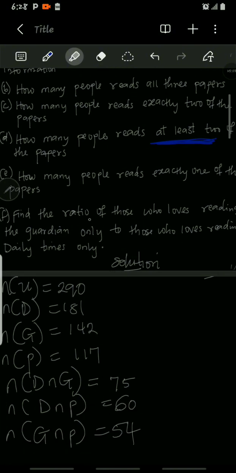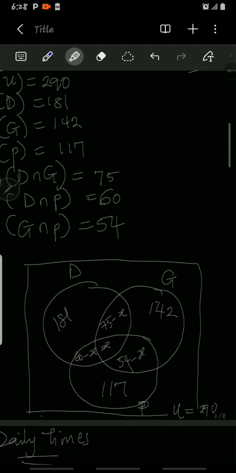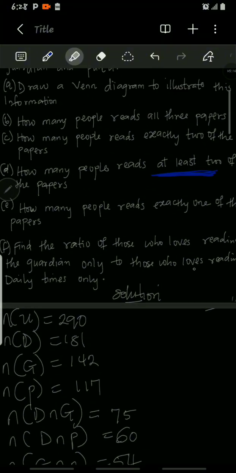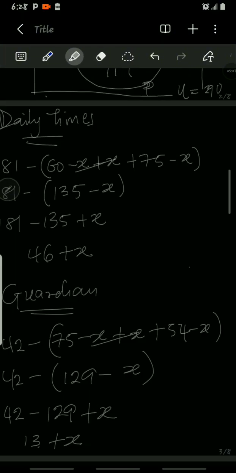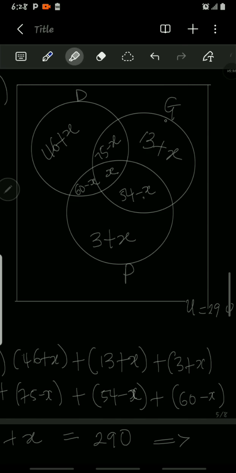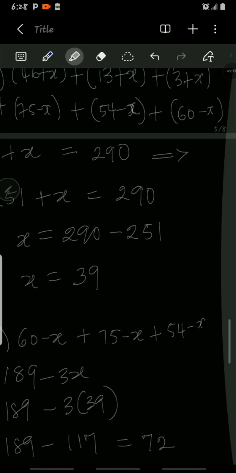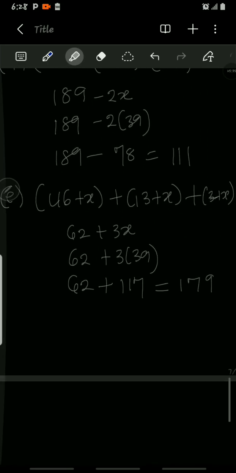Now we have to find the ratio of those who love reading The Guardian only to those who love reading Daily Times only. So basically we are doing Guardian ratio Daily Times, right? Those that read The Guardian ratio those that read Daily Times. So let's have this erased. So we're having Guardian only, which is this one, 13 plus X. That's question F. So Guardian ratio Daily Times.